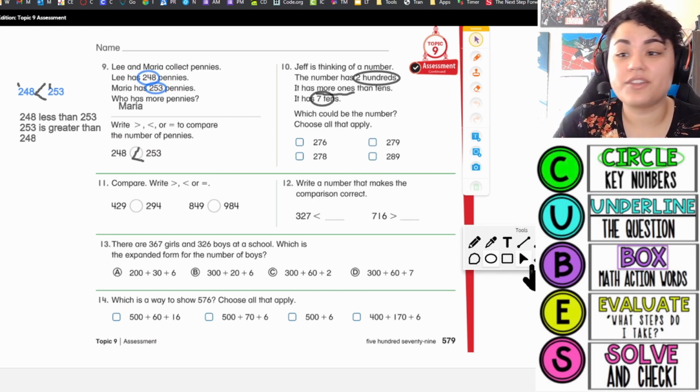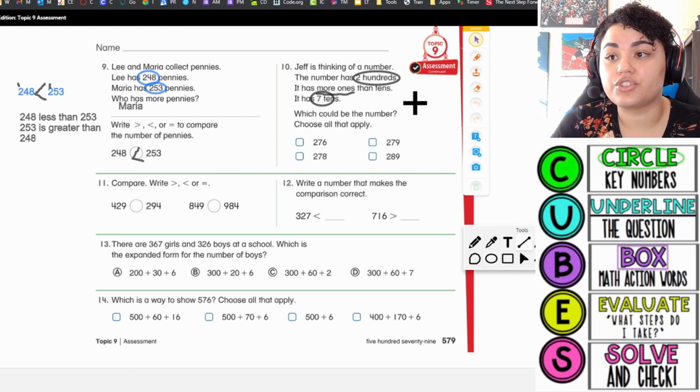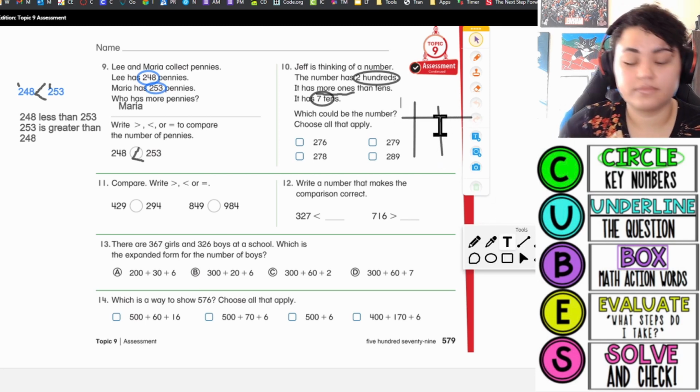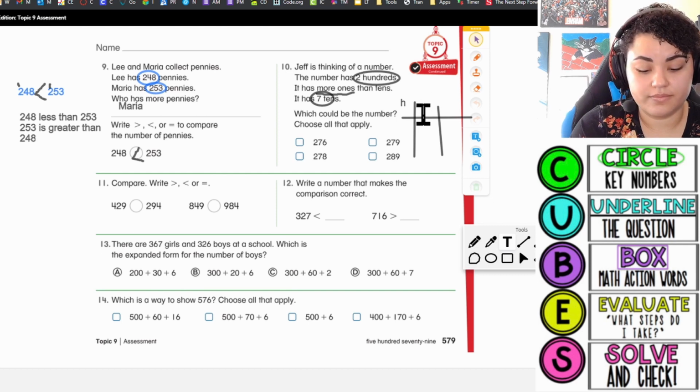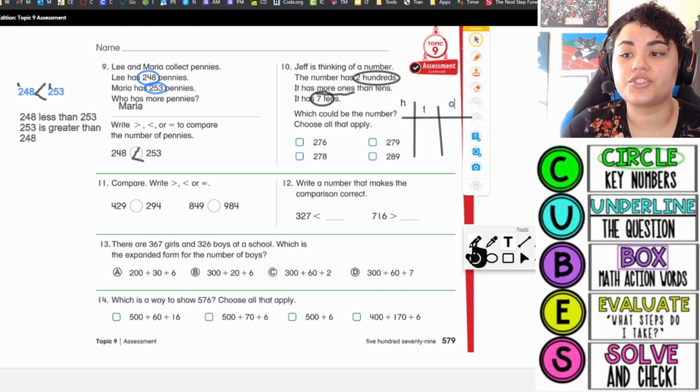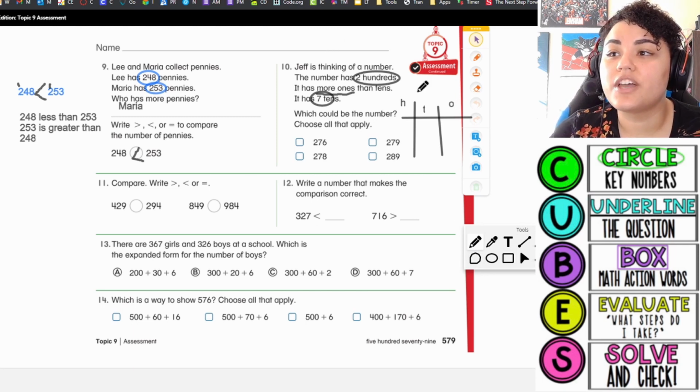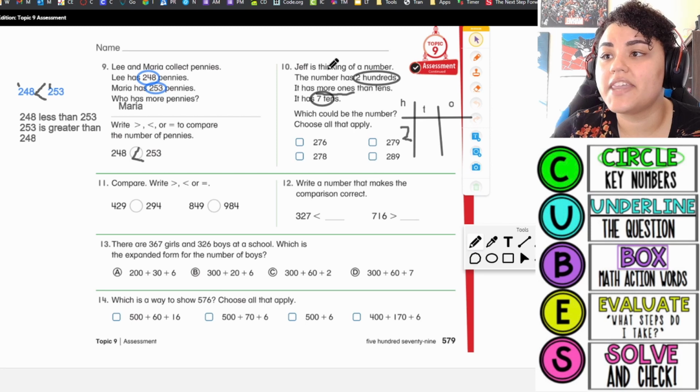Okay, the best way to figure this out is to draw your HTO chart. H, T, O. Okay, this is like a scavenger hunt. So Jeff is thinking of a number. It has 200, so let's write a 2. And then it has more ones than tens, so we don't know how many ones. But it has 7 tens.